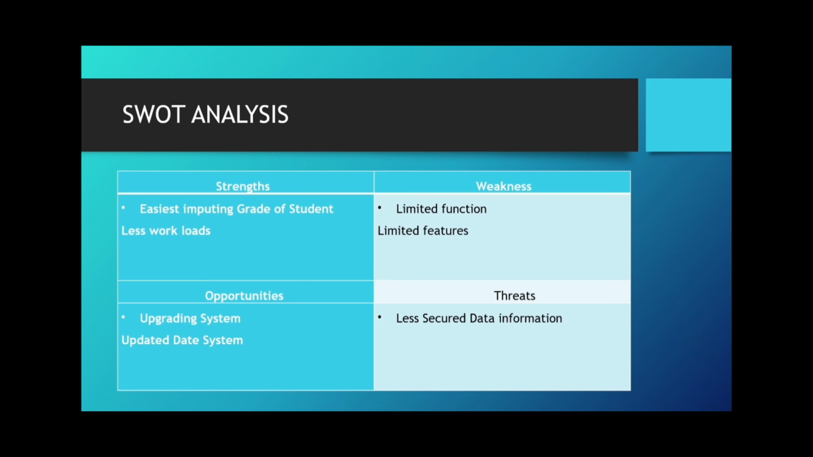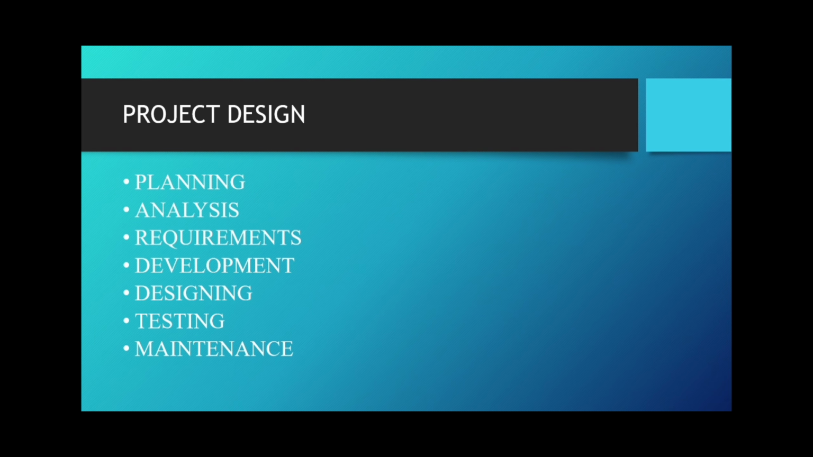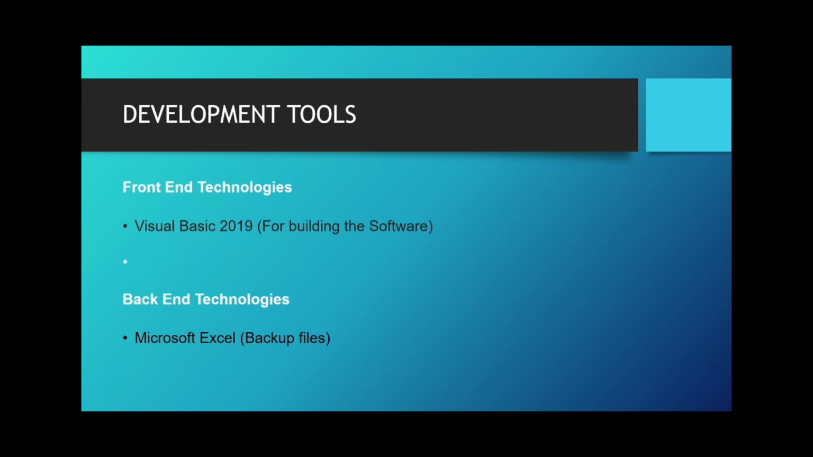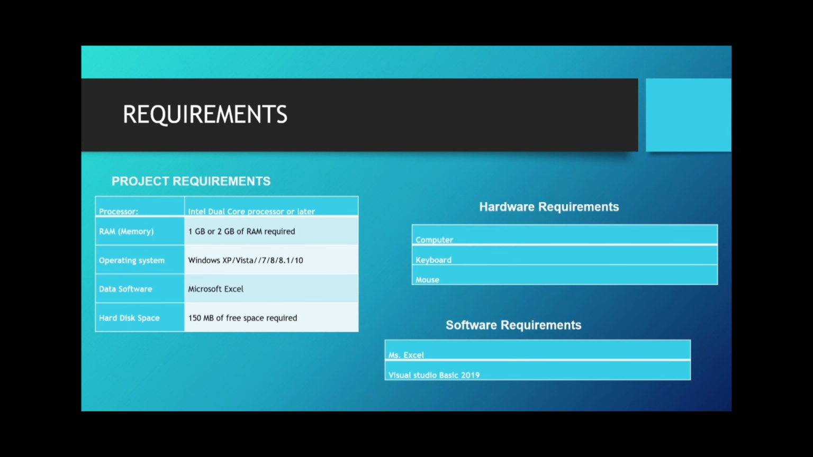And also, we will have a project design that will help to achieve the goal that we have for this study. The first one is planning, analysis, requirements, development, designing, testing, and maintenance. And also, we have different tools that we will need so that we can get the proper data. The first one is the front-end technology, which is Visual Basic 2019 for building the software. And the second one is the back-end technology, which focuses on Microsoft Excel or backup files. And also, there are different requirements that we will need to achieve so that the information gathered will be concise and precise, so that it will work.